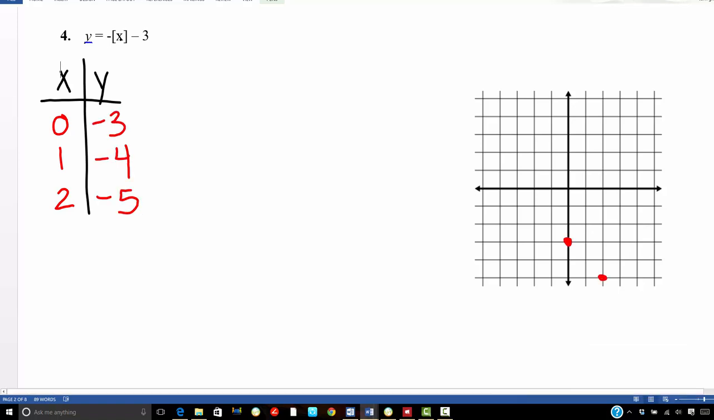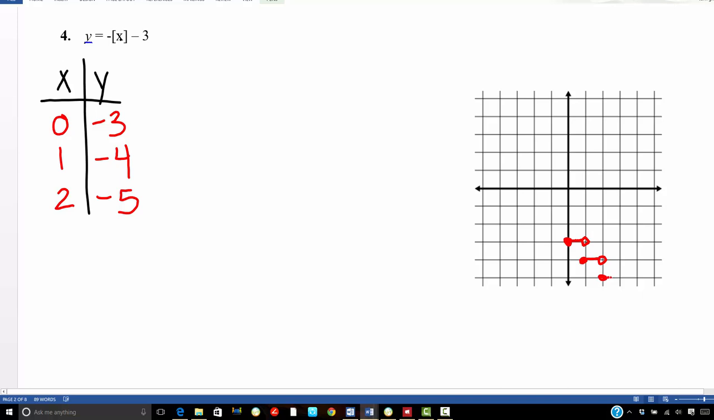So these should be your points you came up with. Remember, this graph is not a line, it's a step function, it's a greatest integer function. So all of our graphs here should include all of those decimals that are also rounding down. So our step function should look like this.